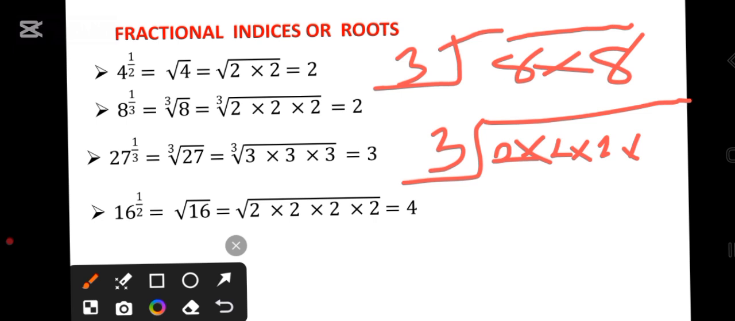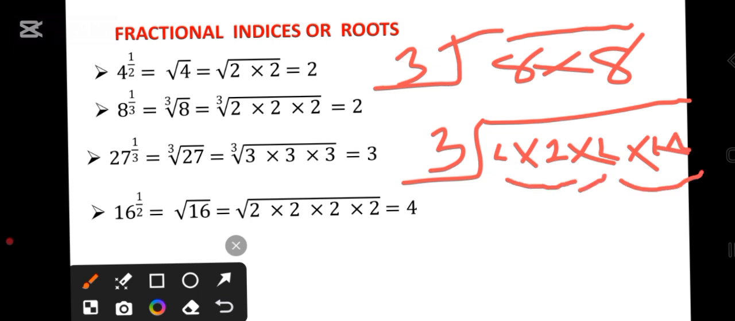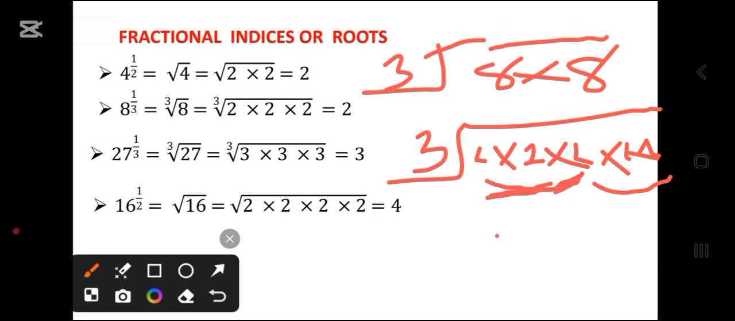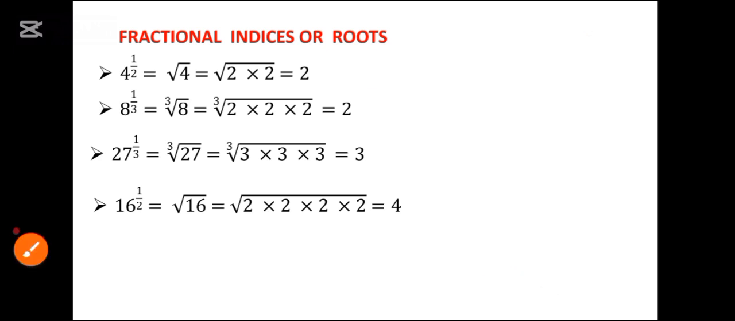Let me make it clearer. 2 times 2 times 2 times 2 times 2. The numbers of 2 that are here are 6. We'll group them into 2 places of 3. We'll take 1, 2. We'll take another 2. So the cube root now becomes 4.